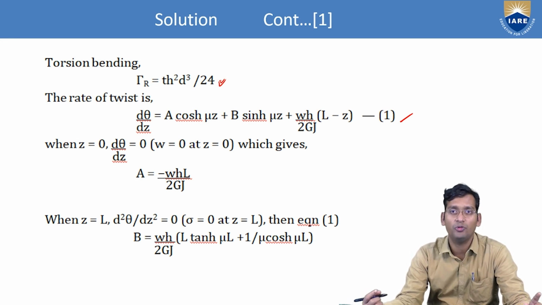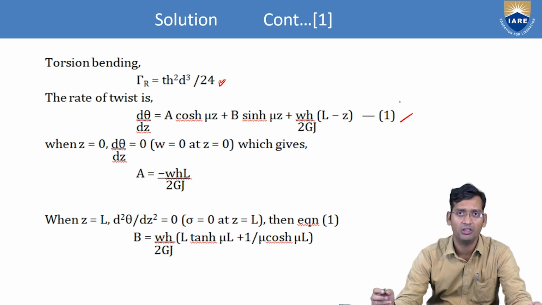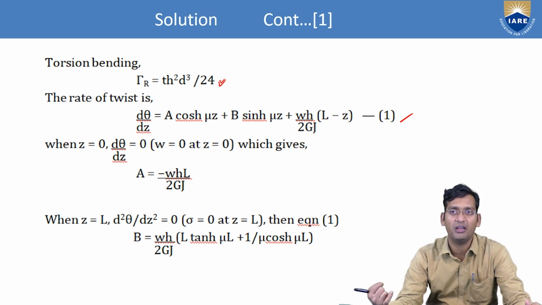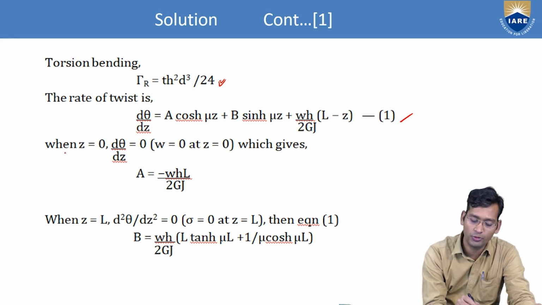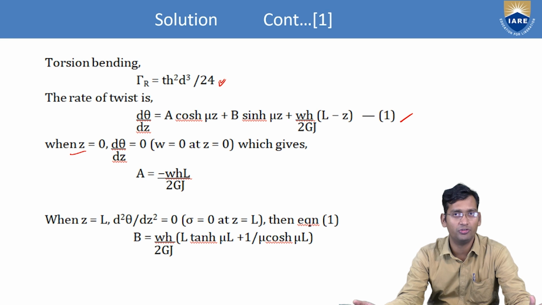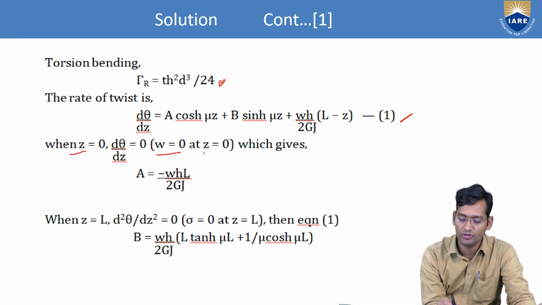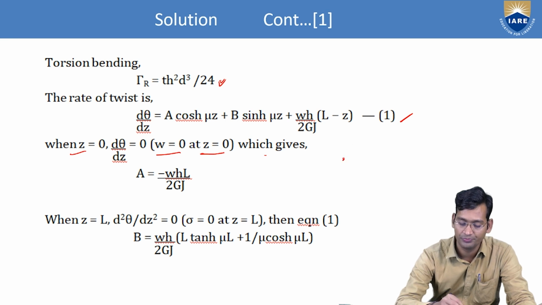Now we have to find A and B. This is the general solution of the differential equation. First we find A and B and then substitute back to get the value of d theta. For that, we first apply the boundary condition: when Z equals 0, d theta by dz also equals 0. So d theta by dz equals 0.